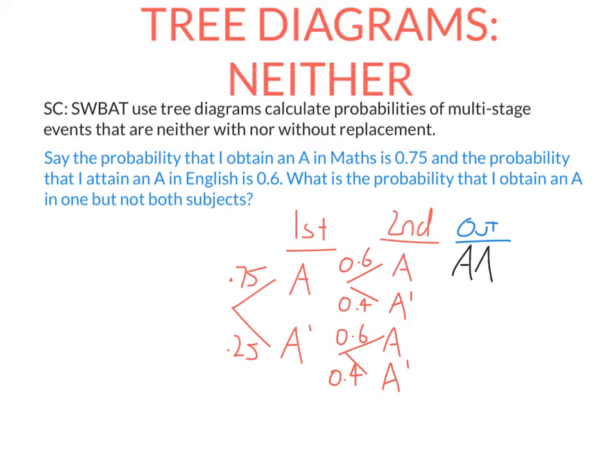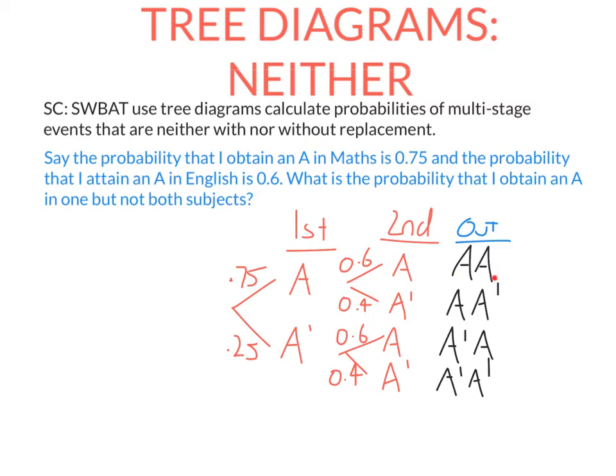So I could get an A in both subjects. This means A in maths but not English. An A in English but not maths, and an A in neither. Remember to calculate the probability of each of these events. I can't just say they're all a quarter. I go through and multiply the branches.